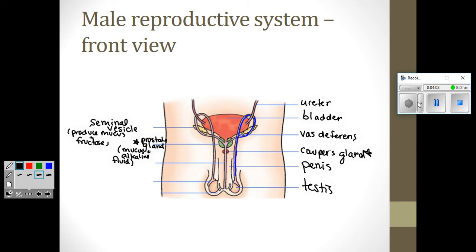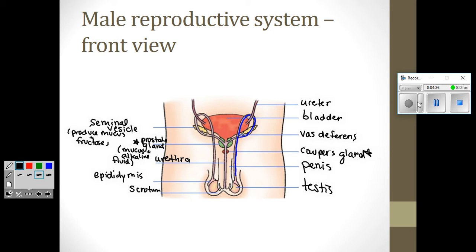The next thing on the list is the urethra, followed by the epididymis, and then lastly, the scrotum. Now, a lot of those we labeled on the previous picture, and then we talked about especially the structures associated with the testes and what they are for.